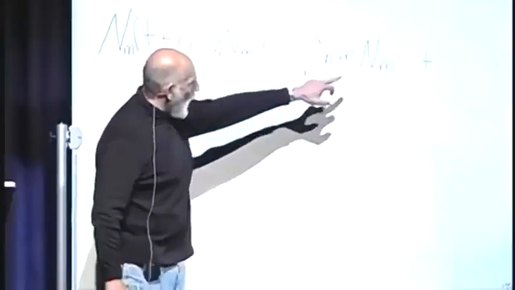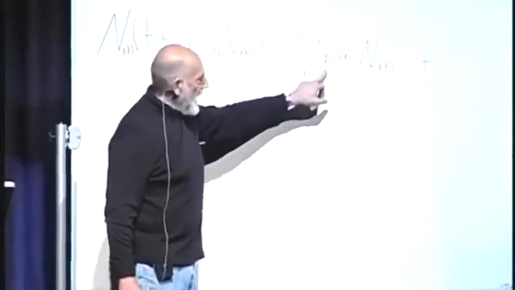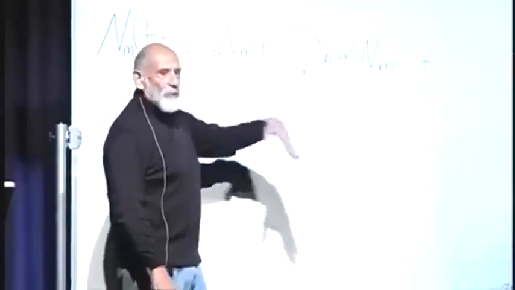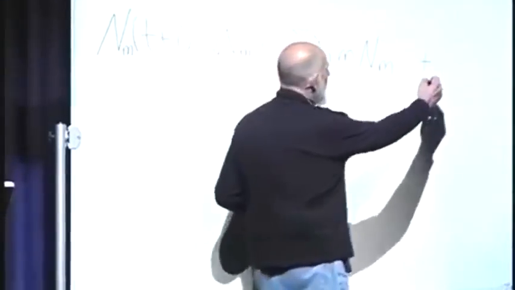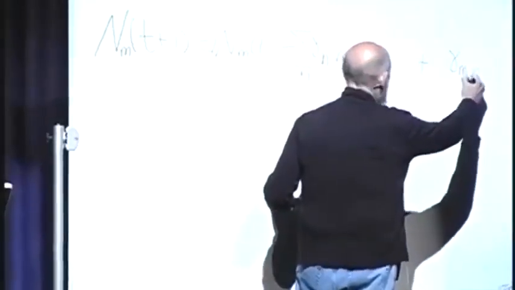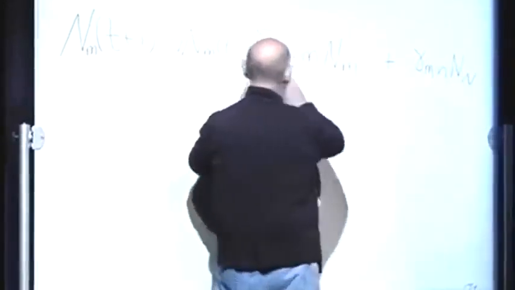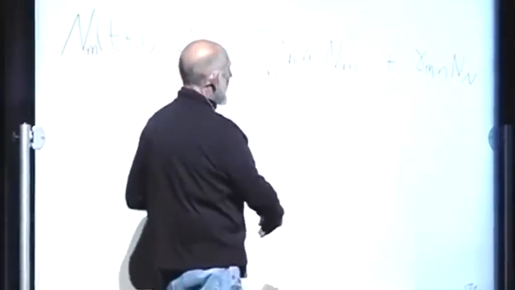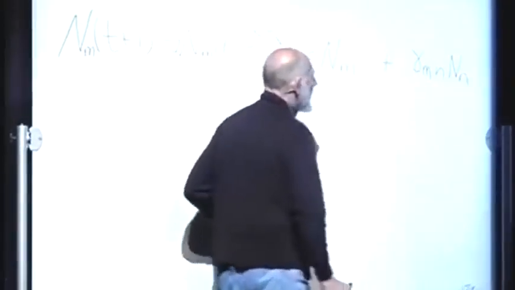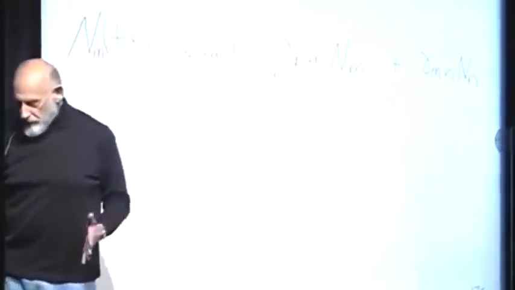This is loss. Things of type M become things of type N. So you lose things of type M. Right? But you also gain things of type M if N becomes M. And that's N sub N, also summed over N. That's an equation. It's got a name. It's called a Markov process.